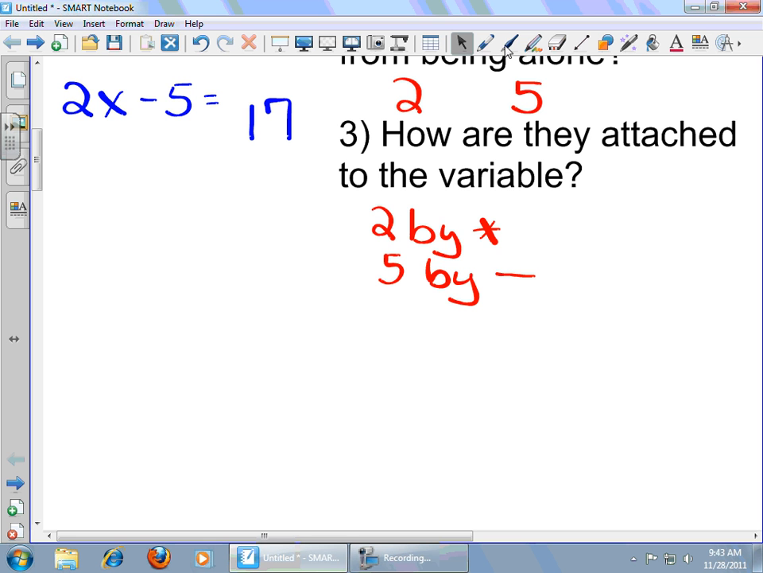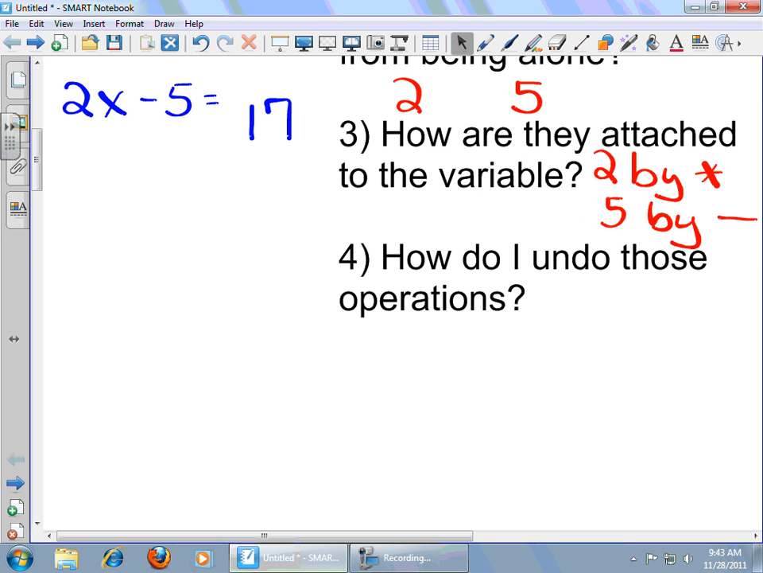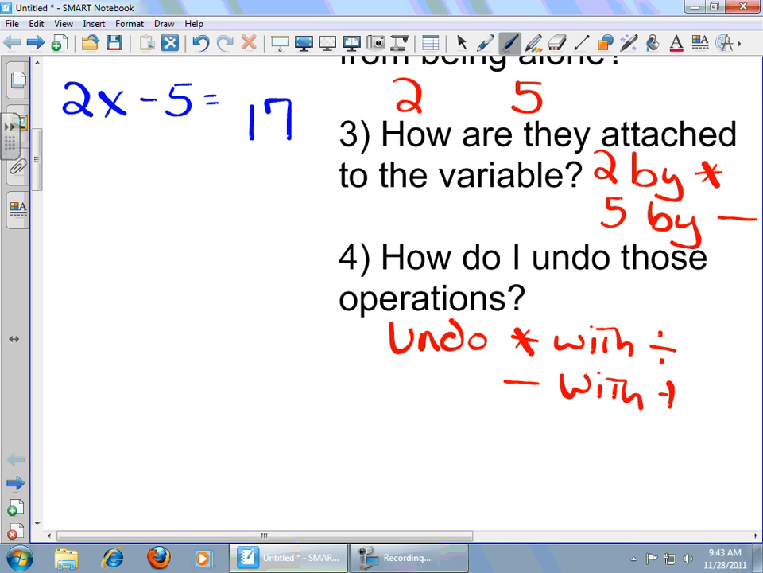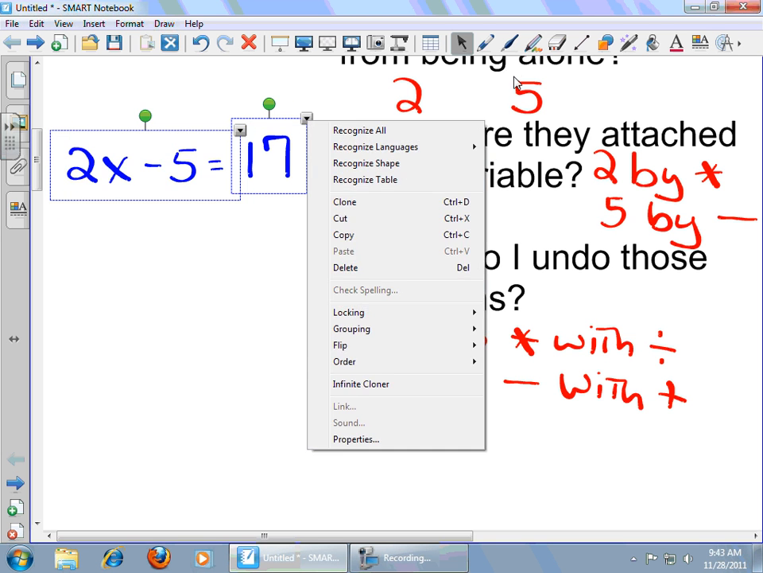That leads me to my next question: how do I undo those operations? Well, that's an easy question. You see how easy this stuff is? I undo multiplication with division. I undo subtraction with addition. Okay, we're almost ready to start solving this equation. Let me group those together.